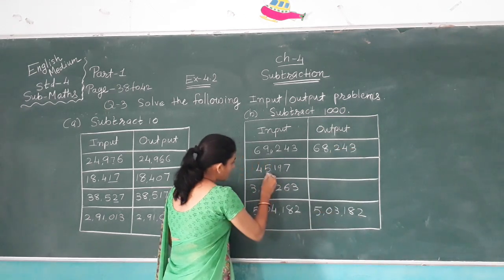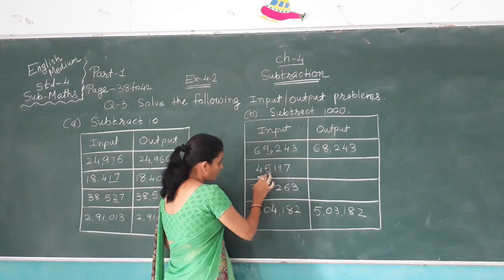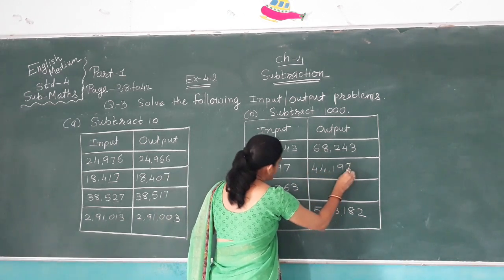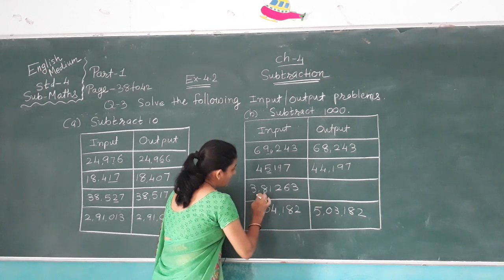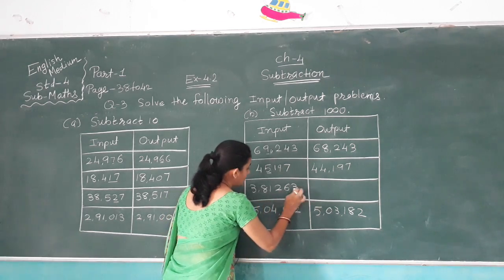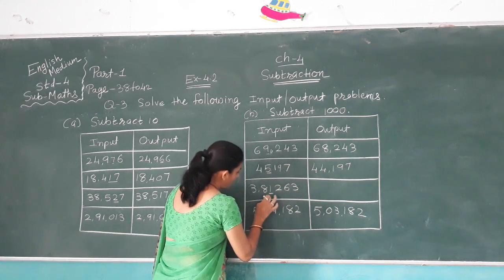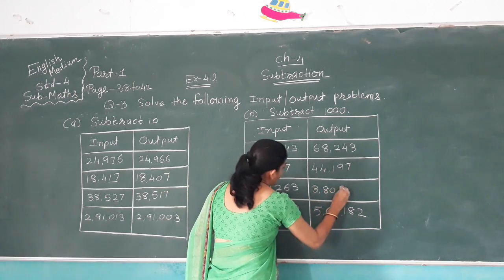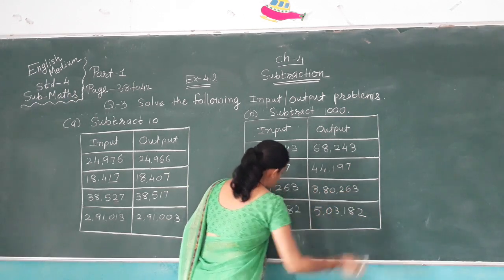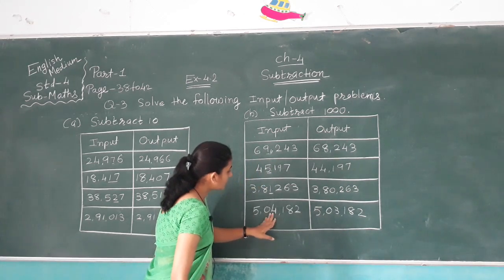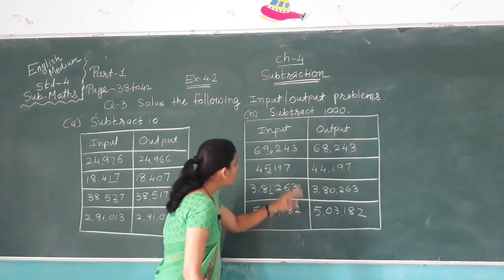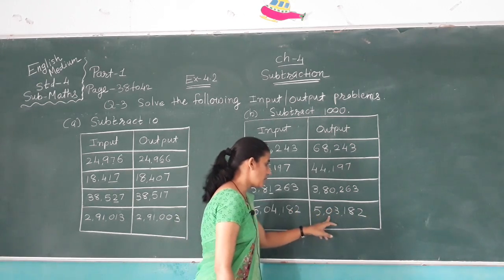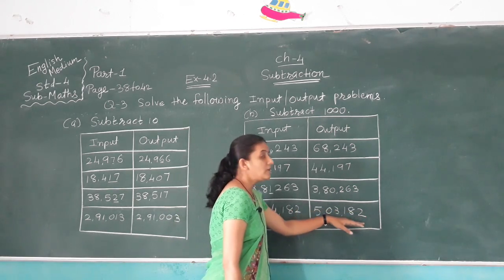So it makes 68,243. Here 5. 5 minus 1. So 4. So 44,197. 3,81,263 minus 1,000 is equal to 3,80,263. Here 5,04,182 minus 1,000 is equal to 5,03,182.